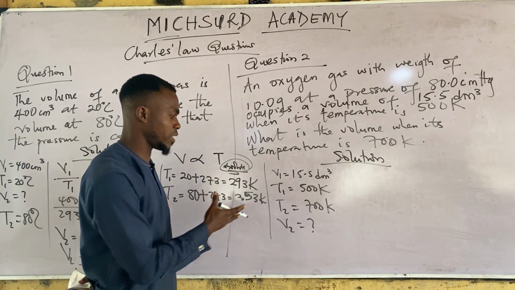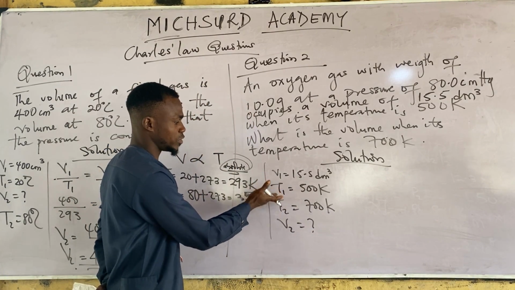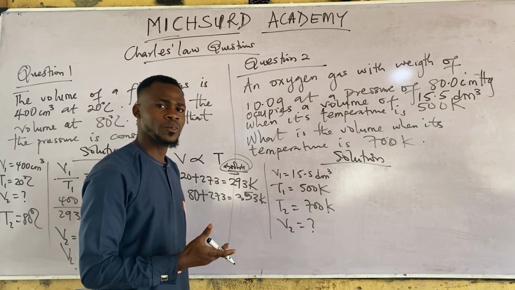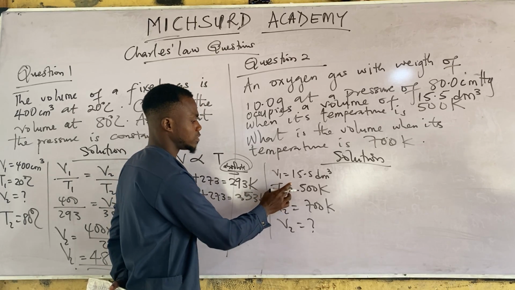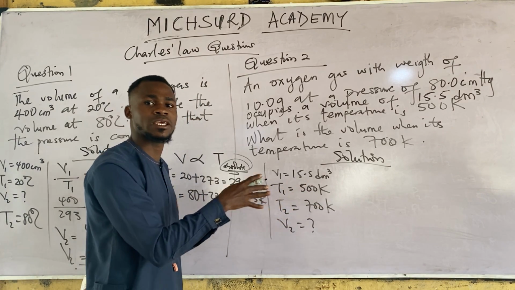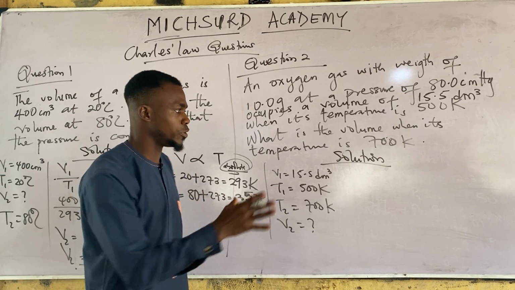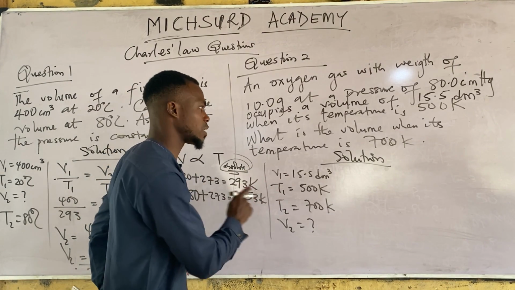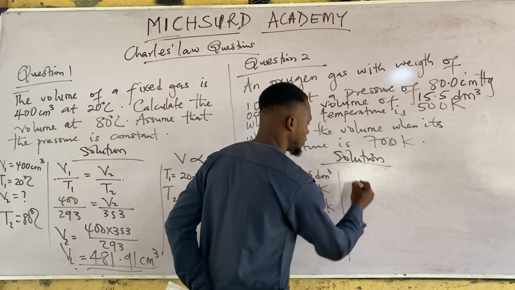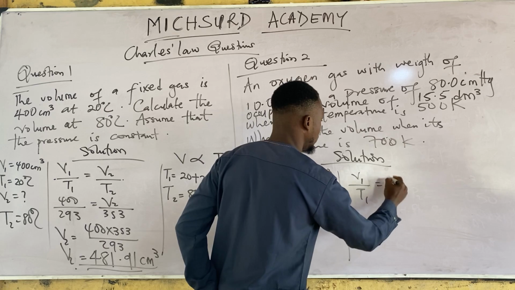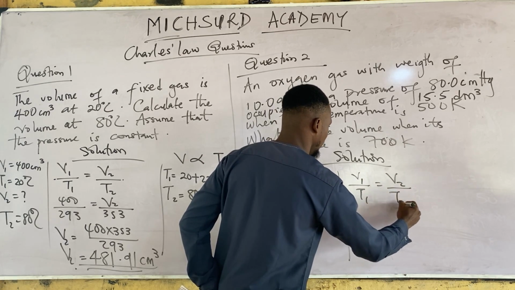So we want to get the final volume here. We have our temperature, the initial and the final, and we have the initial volume. You can see that the temperature is given in Kelvin. So we don't need to do any conversion. We go directly to substitute. We go back to our Charles' formula. It says that V1 over T1 is equal to V2 over T2.